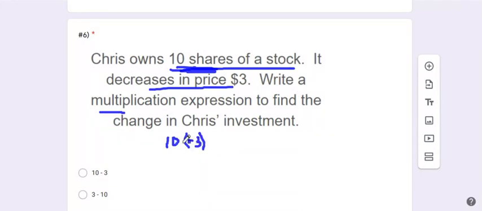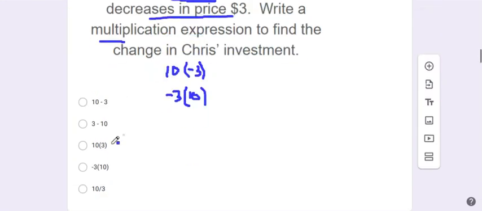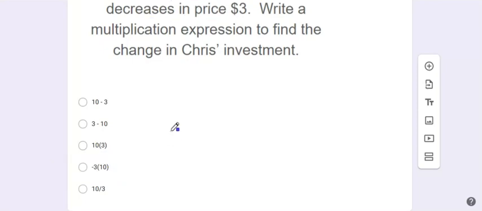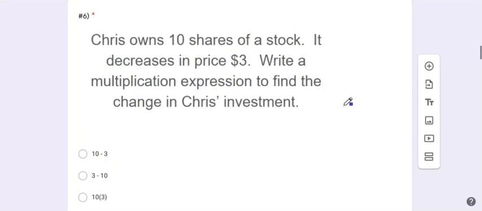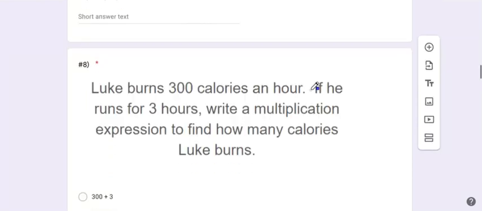Now, isn't 10 times negative 3 the same thing as negative 3 times 10? It is, right? That is the commutative property of multiplication, which tells us that the order that we multiply does not matter. We're going to get the same product. So we're looking in the list here for the option that says negative 3 times 10, which is that one right there. Negative 3 times 10 would be negative 30, right? So in total, he would have a change of negative 30.